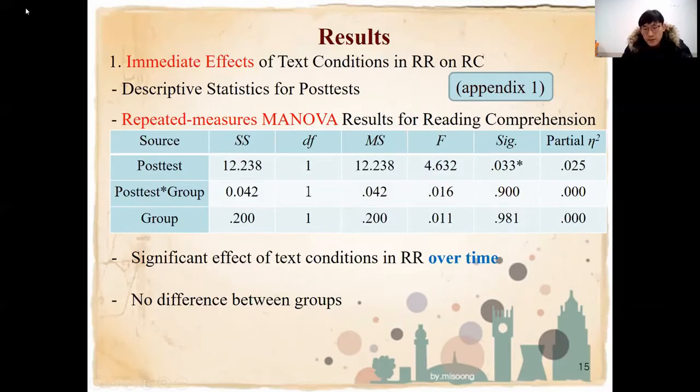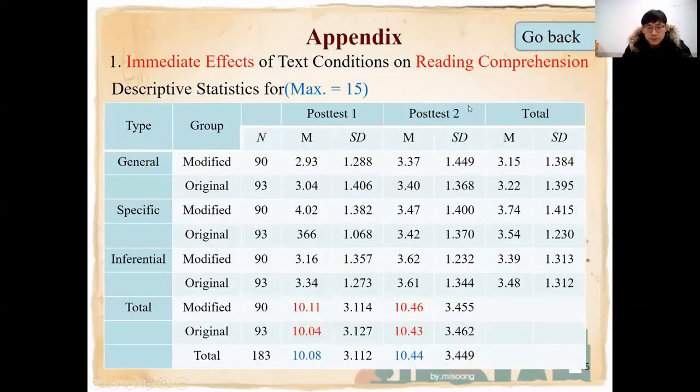You can see the descriptive statistics for the post-test here. As the results of the inferential statistics, there's a little difference between the 2 groups, here and here. However, it seems there is a big difference between the post-test scores from 1 to 2.